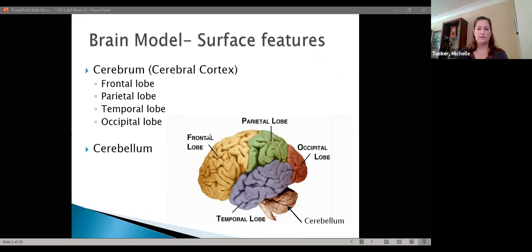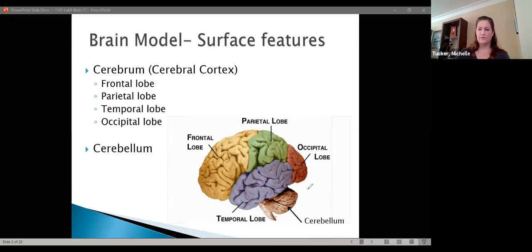The lobes are named for the overlying skull bones. So that frontal lobe lies just deep to the frontal bone. We have our right and left parietal lobes that are just deep to the parietal bones. And then we have that occipital bone in the posterior. We have right and left temporal lobes.